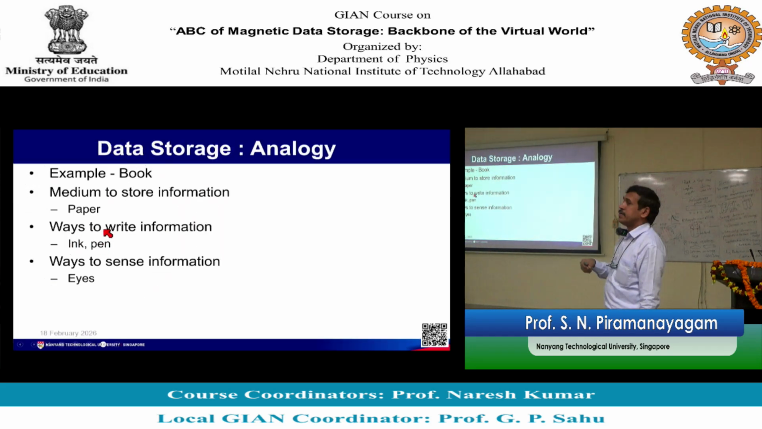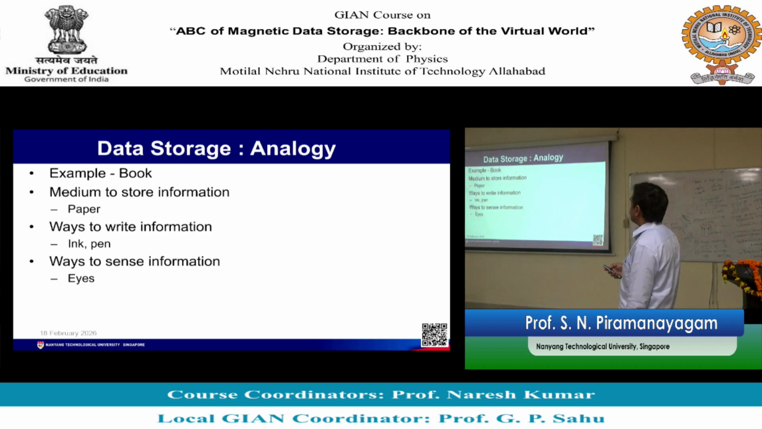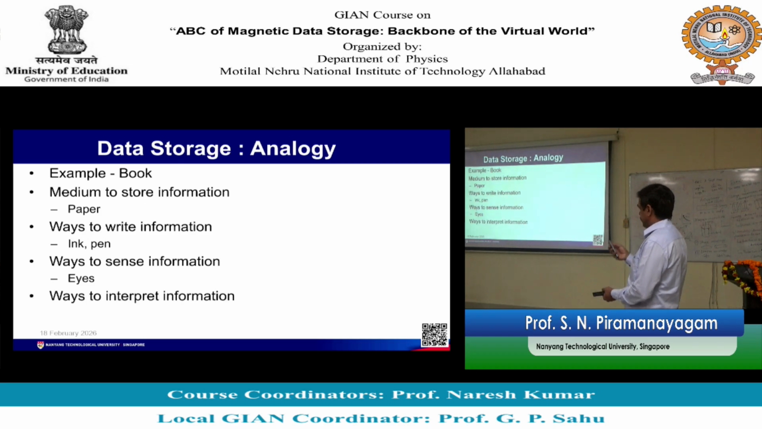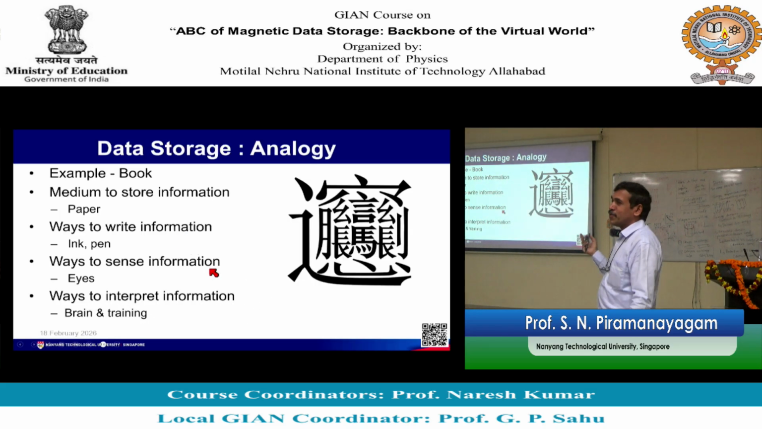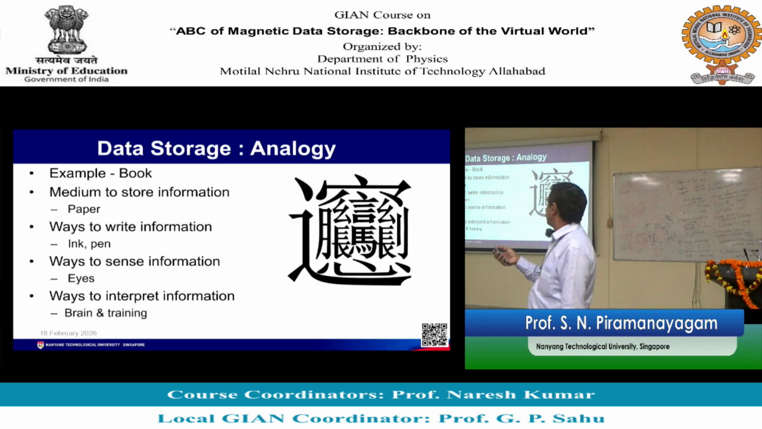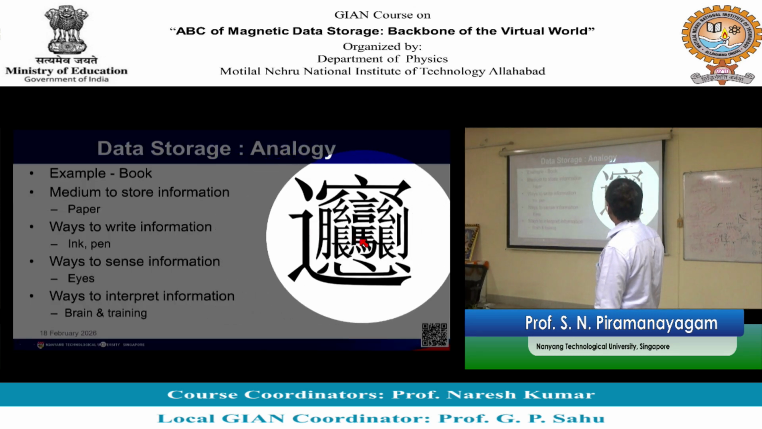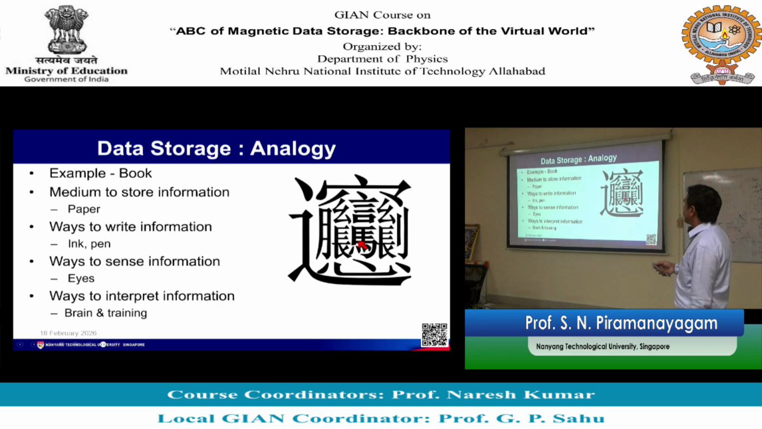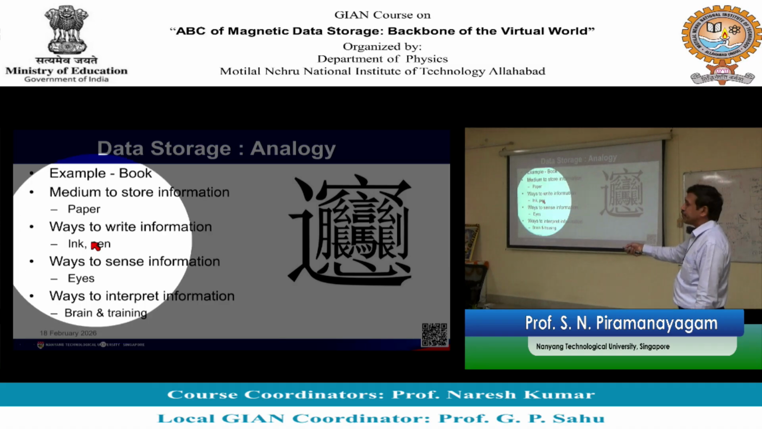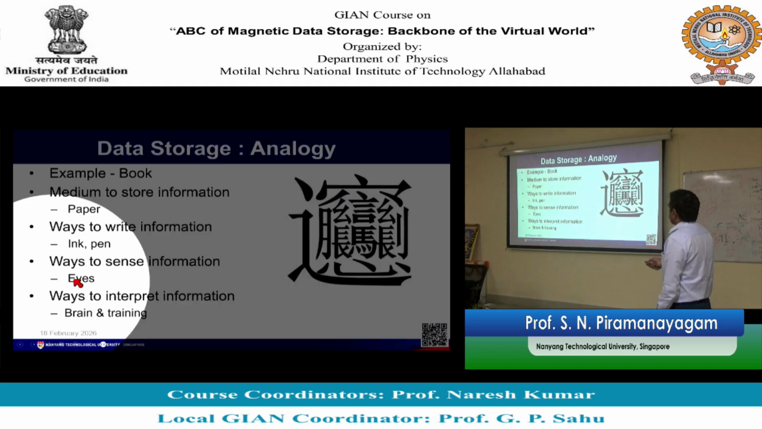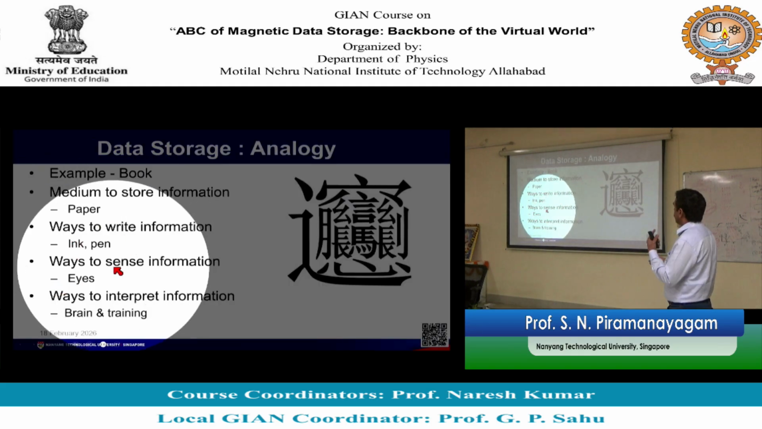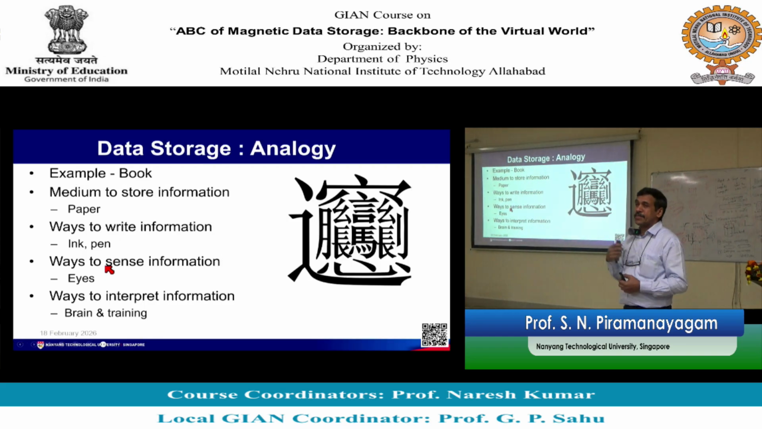You can write information, read information, sense information, but we should also have some ways to interpret the information. For example, if I show you something like this, you won't know what is written. Even though you can see and sense something happening here, you don't understand because you have not been trained. However, whatever I have written here, you should be able to interpret because you have been trained to read English. So, in the case of a book, our brain and the training we had help to interpret the information.